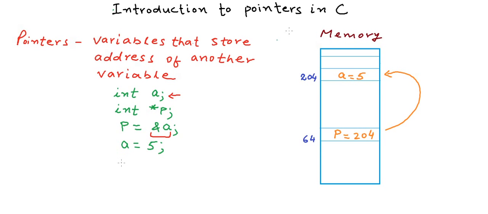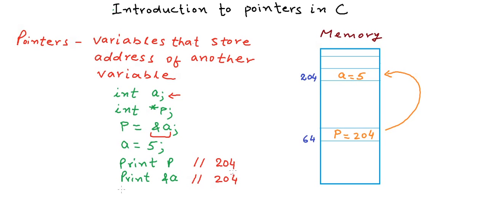Now what will happen if I print p? What will be the output? Any guesses? Think about it. Okay, so if we try to print p, then the output will be 204 because p has a value 204. What if we simply try to print ampersand of a? Ampersand of a also gives us the address of a, so this will also be 204.